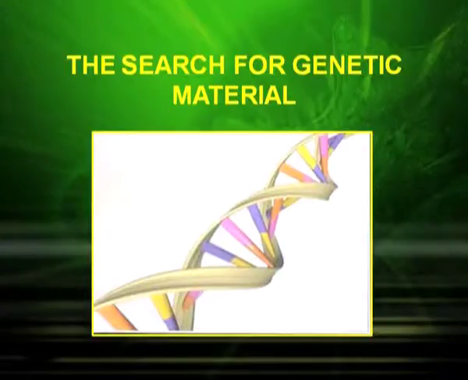Now, a very important question is: what is the chemical nature of the DNA? We have studied the chemical nature, but how was it proved that DNA is the genetic material? So, now let us study certain experiments that led to the proof that DNA is the genetic material, and not other macromolecules like RNA or carbohydrate. So, now let us study the search for genetic material.